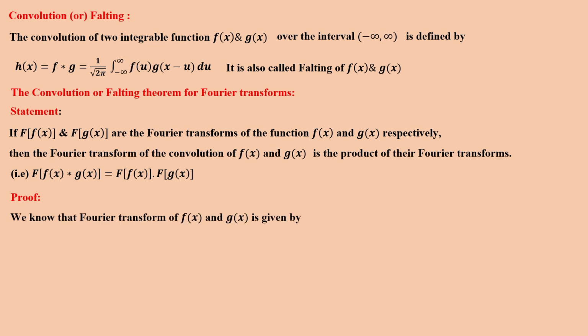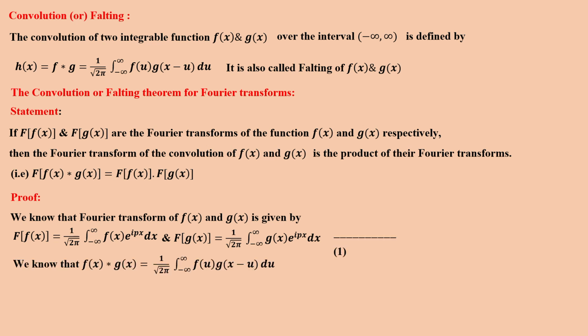We know that the Fourier transform of f of x and g of x is given by F of f of x is equal to 1 by root of 2 pi integral minus infinity to plus infinity f of x e power i p x dx, and F of g of x is equal to 1 by root 2 pi integral minus infinity to plus infinity g of x e power i p x dx. That is equation number 1. We know the convolution of f and g, that is f of x star g of x, is equal to 1 by root 2 pi integral minus infinity to plus infinity f of u g of x minus u du. That is equation number 2.